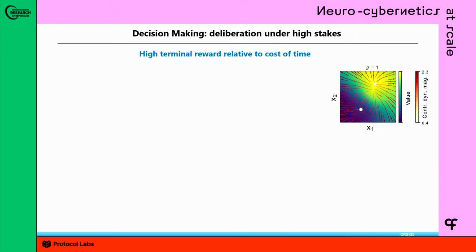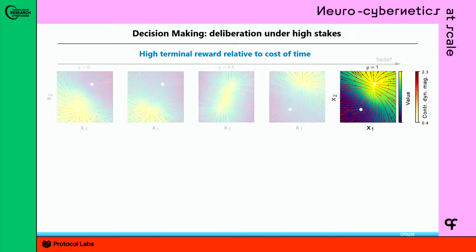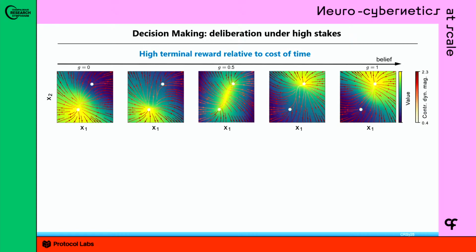So now let's look at the solutions that we get. The solution is going to depend strongly on the magnitude of the terminal reward relative to the cost of time. In this case, with high terminal reward, this is how the dynamics look for a belief equal to 1, which means that the agent is convinced that the correct target is the right one. So the value, which is in the color, is also higher on the target. But now I can show you how it looks for different values of belief. For instance, notice that for belief 0.5, now the value is high here in the middle.